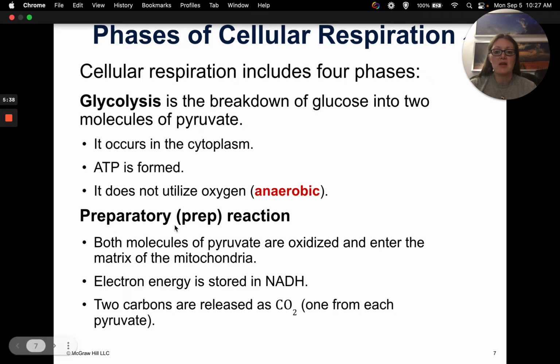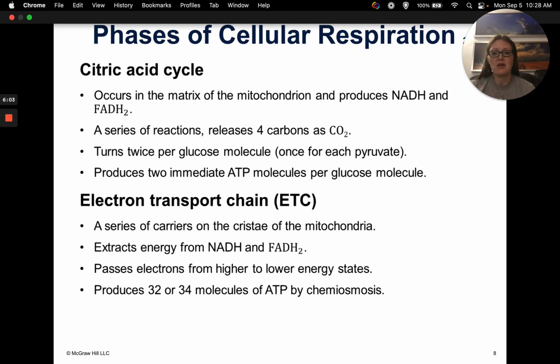This is really kind of a preparatory reaction where both of these molecules of pyruvates are then oxidized, and then they're going to enter the mitochondria matrix. So it starts with glycolysis, then it goes to this preparatory reaction, and then we're getting into the real part where the majority of the ATP is going to be created. But first, this is just kind of preparing that molecule and getting it ready.